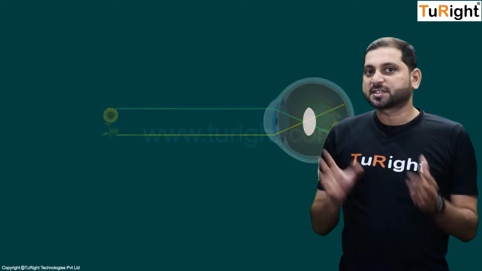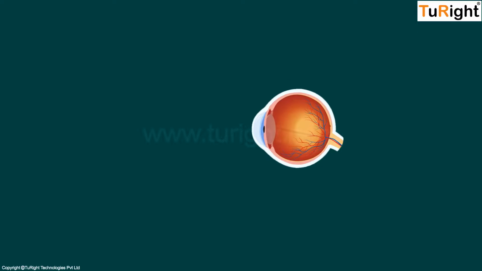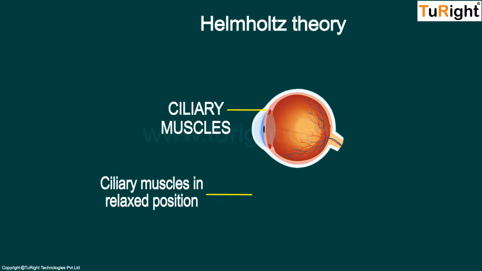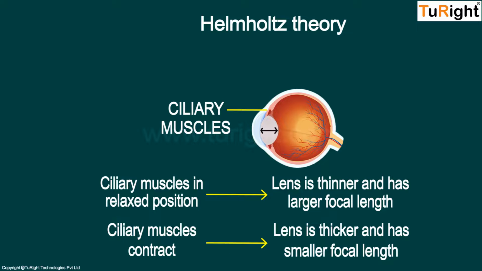This is because the shape and the size of this lens are not fixed. This is a flexible lens composed of fibrous jelly-like material. Therefore, the lens can temporarily change its shape up to a certain extent. But how? This movement of the lens is controlled by muscles called ciliary muscles. One of the most widely accepted theories says that when the ciliary muscles are in a relaxed position, the lens is thinner and hence it has a larger focal length. And when these muscles contract, thickness increases and hence the focal length decreases.